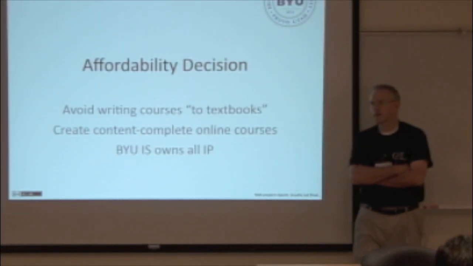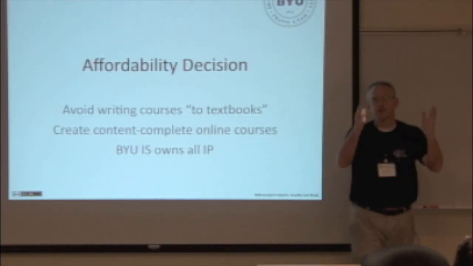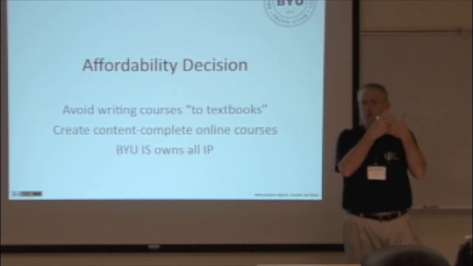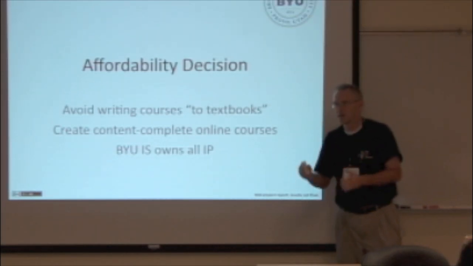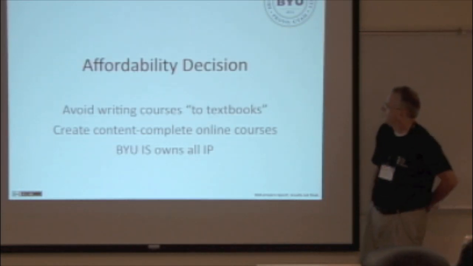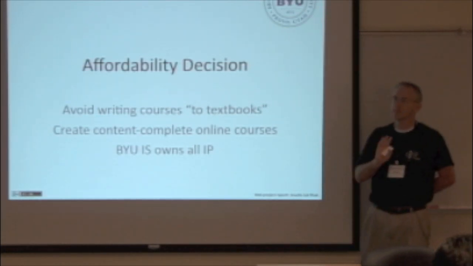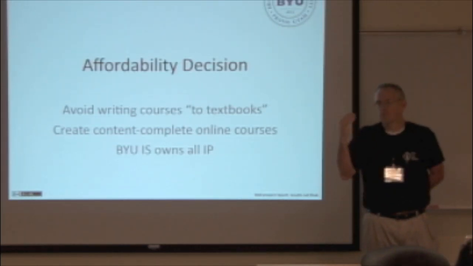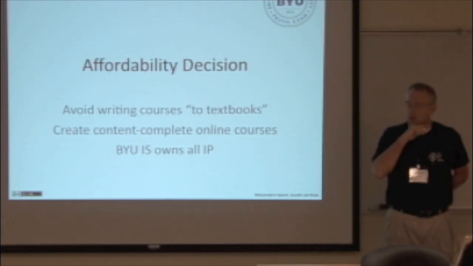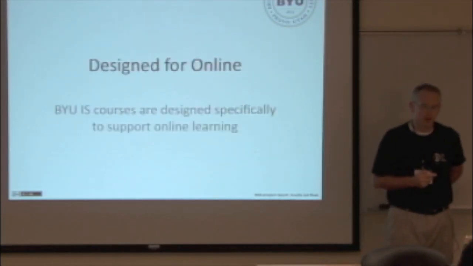About 10 years ago, BYU Independent Study made the decision that in order to keep the costs down for students that took these courses, they're going to stop writing courses to textbooks. Like online, it would say, okay, this week go read chapter one. Instead, they would actually produce all the content themselves and put it online so that after paying $400 tuition to take an online course, you didn't have to go drop another $150 on a textbook. So we don't write courses to textbooks. They create content-complete online courses, and BYU owns all the IP. They either write everything themselves or they go hire students for a project to go take photography or do whatever. So all the content's there, and BYU owns all the IP, so you begin to see why this is a best possible case scenario for doing this kind of experiment.